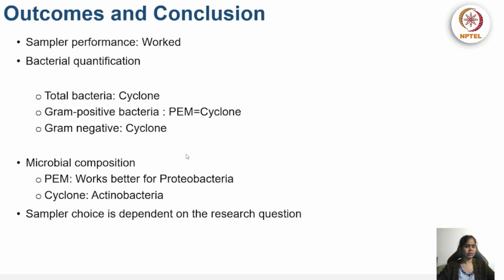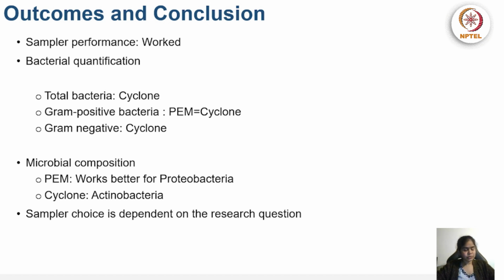The overall outcome and conclusion from this study is that both samplers worked for a low biomass environment. For bacterial quantification, for DNA quantification and total bacterial quantification, the cyclone sampler had better efficiency. For gram positive bacterial quantification, both samplers can be used interchangeably because they have the same performance, and they did not have any systematic or proportional difference. Neither do they introduce any bias to the sampling. But for gram negative quantification, cyclone had the upper hand.